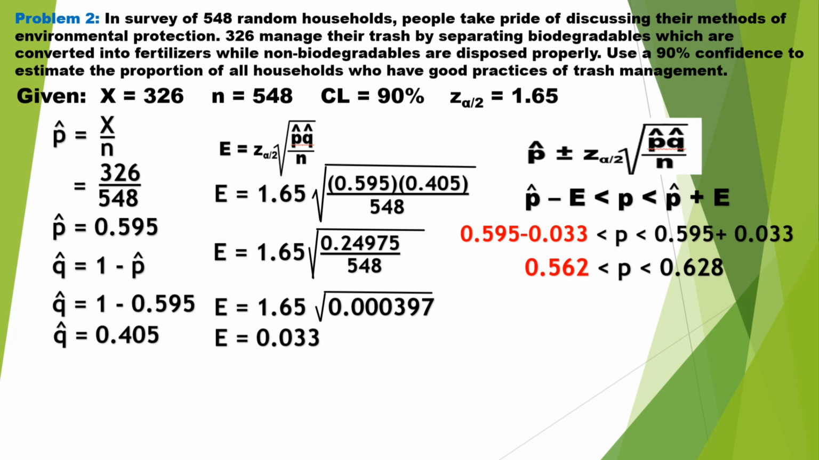0.595 minus 0.033 is equal to 0.562. To the right side, 0.595 plus 0.033 is equal to 0.628. And finally, convert the decimals into percent by multiplying both sides by 100, or simply move the decimal 2 places to the right and affix the percent sign. So we have 56.2% to 62.8% as our interval estimates.